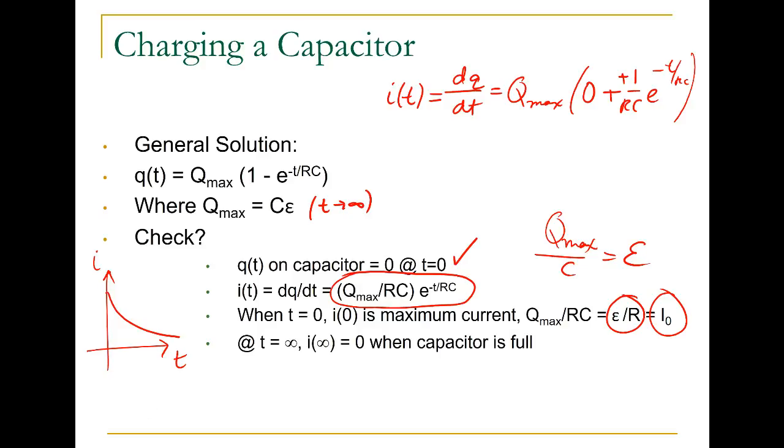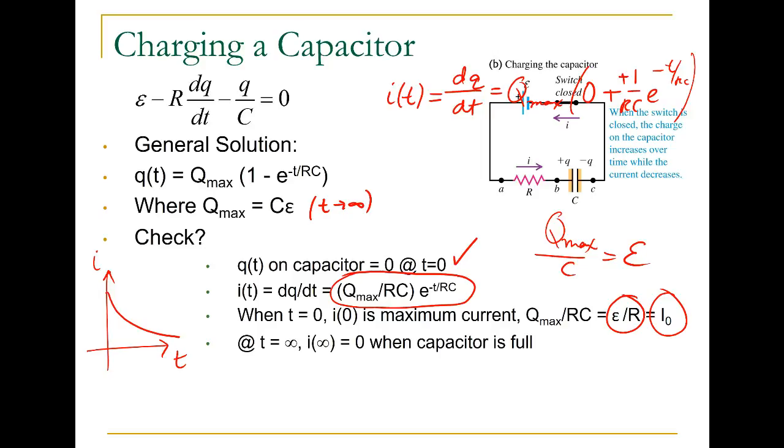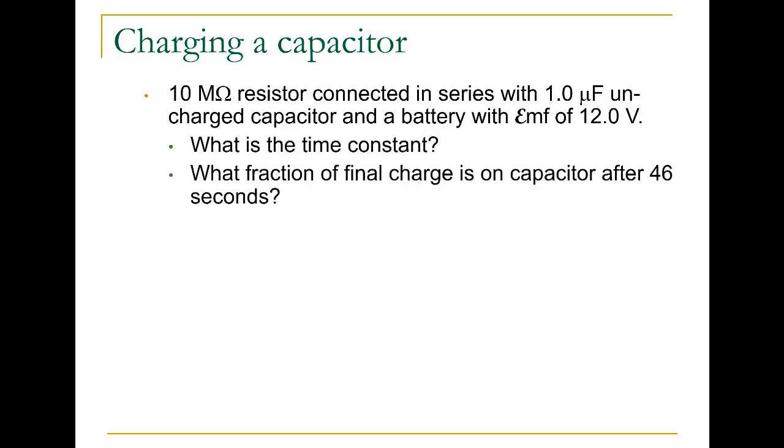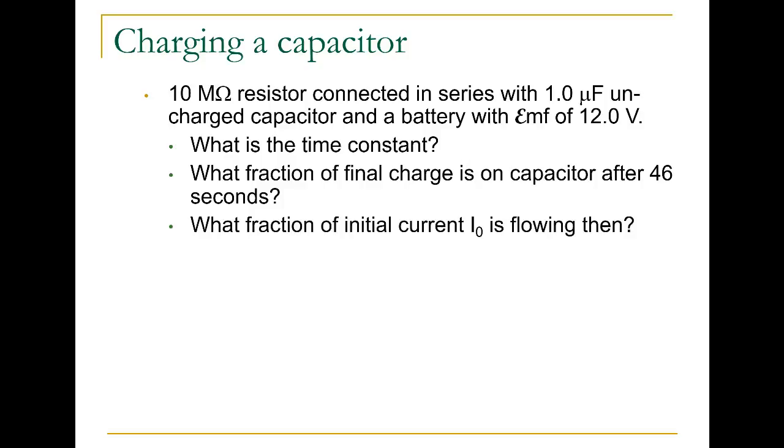Okay, so I think we have time to do one really quick example problem here. So, charging a capacitor up. We're going to have a 10 mega ohm resistor connected in series with a 1 microfarad uncharged capacitor and a battery with an EMF of 12 volts. And what we want to do is a couple things. We want to find the time constant. We want to find the fraction of the final charge that's on the capacitor after 46 seconds. And we want to find the fraction of the initial current I naught that's flowing then.